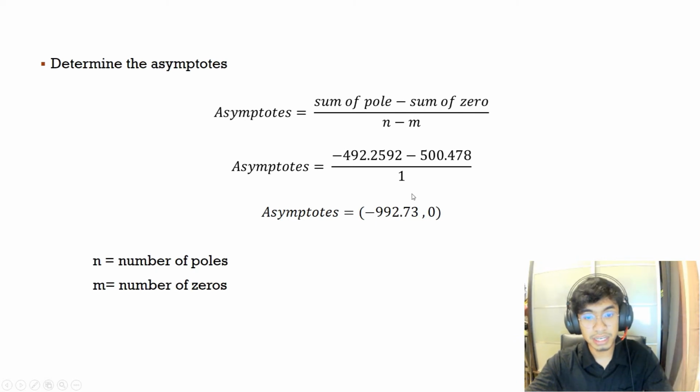Okay, so we get the asymptote at negative 992.73, which is the coordinate on the real axis, on the s-plane. If you look at this coordinate, we know that the point we need to plot on the real axis is 992.73, located on the left hand side, negative, and on the imaginary axis it will be 0. So the asymptote will be located on the real axis. That is the fact we need to know from the asymptote's coordinate.